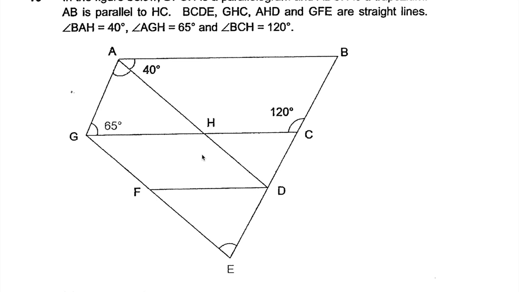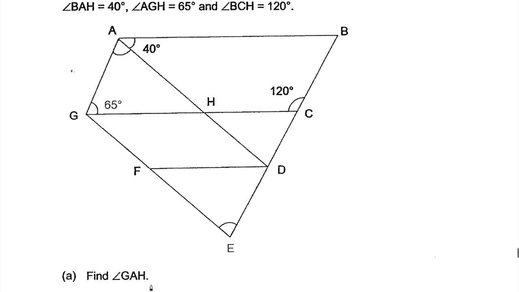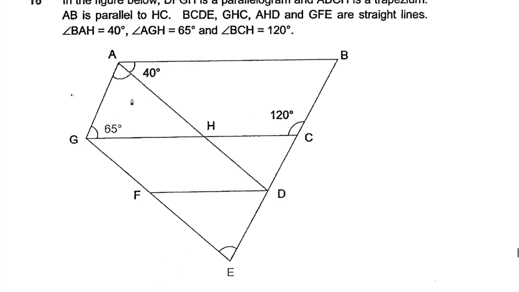Hello everyone. We have this problem in the given figure below. DFGH is a parallelogram and ABCH is a trapezium. AB is parallel to HC. BCDE, GHC, AHD and GFE are straight lines. BAH equals 40 degrees, AGH equals 65 degrees and BCH equals 120 degrees. So first the question is find GAH. So we have to find this angle over here.